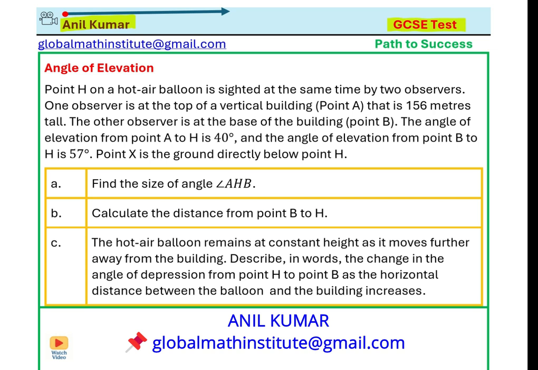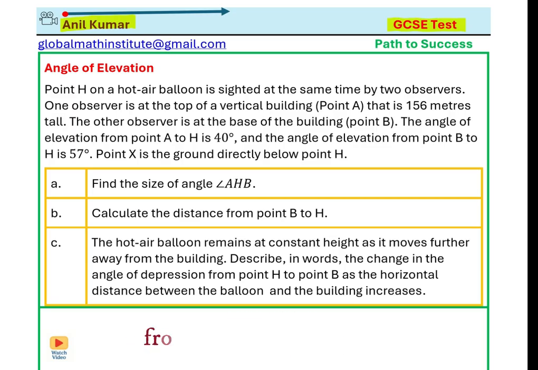Calculate the distance from point B to H. The hot air balloon remains at constant height as it moves further away from the building. Describe in words the change in the angle of depression from the point H to the point B as the horizontal distance between the balloon and the building increases.